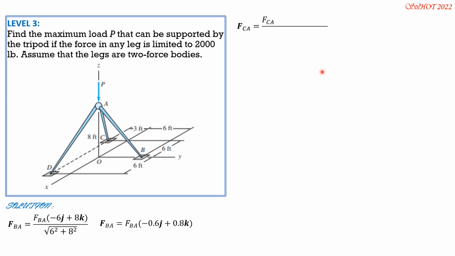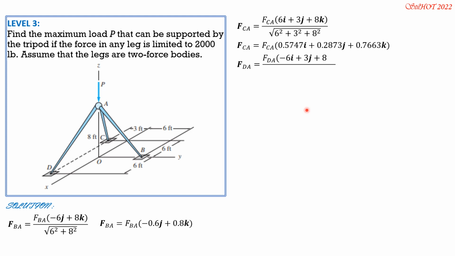So FCA in vector form is magnitude of FCA, quantity 0.5747I plus 0.2873J plus 0.7663K. So FDA is magnitude of FDA. It is directed backward by 6 feet, rightward by 3 feet, and upward by 8 feet. So negative 6I plus 3J plus 8K over square root of 6 square plus 3 square plus 8 square. So it's the same as that except for the X component. So FDA is equal to magnitude of FDA, negative 0.5747I plus 0.2873J plus 0.7663K.